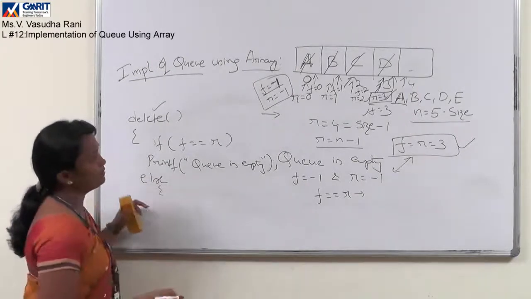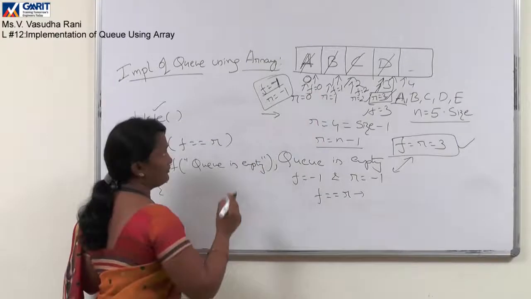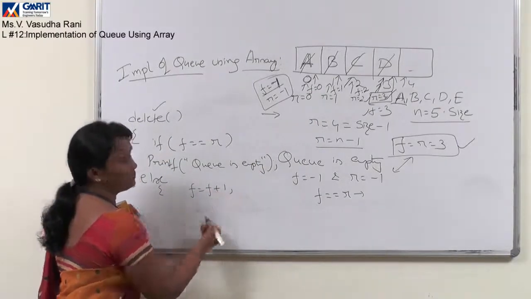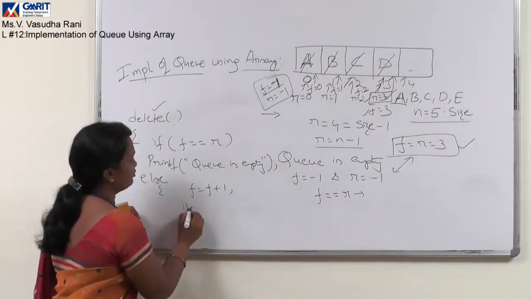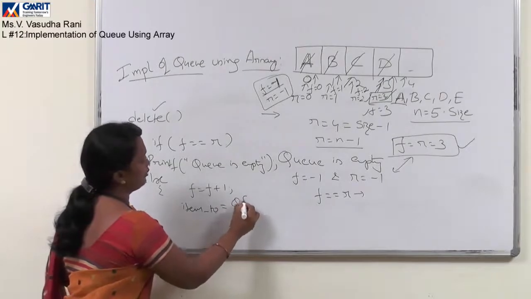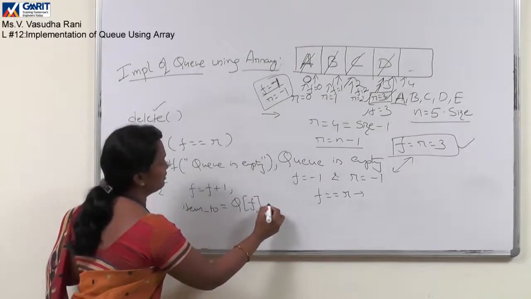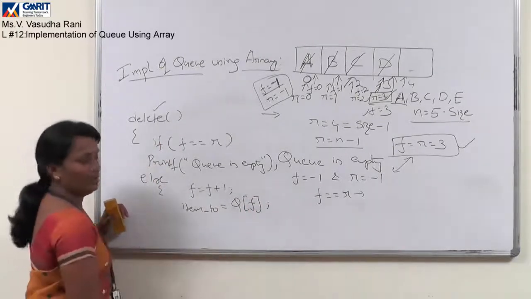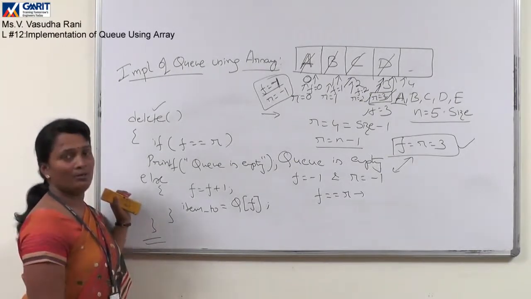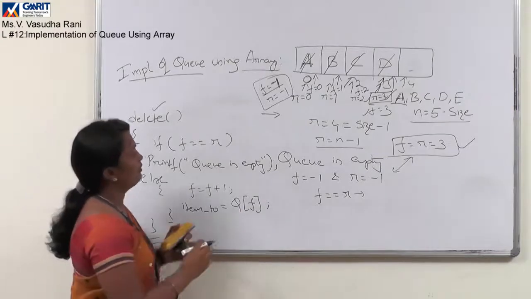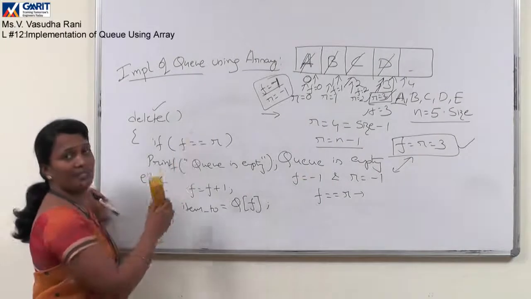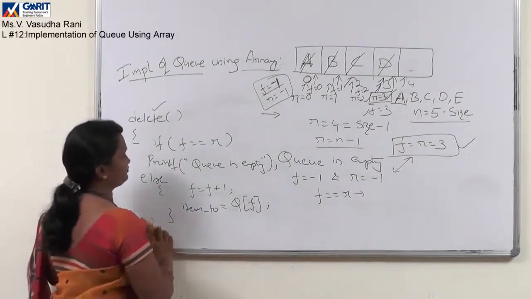So how can we perform the deletion? We increment front first, so f equal to f plus 1, then the item to be deleted is our queue of front location. Whatever element is there can be deleted. So this is the code for the queue deletion operation. Now let's see the code for displaying the values of the queue.